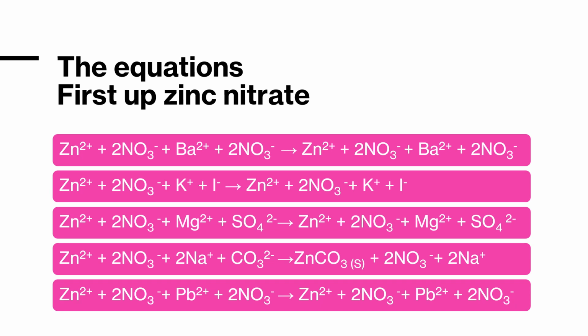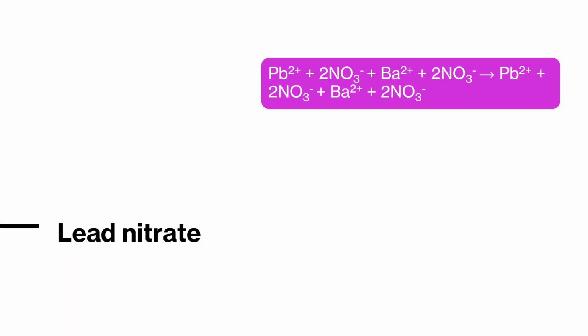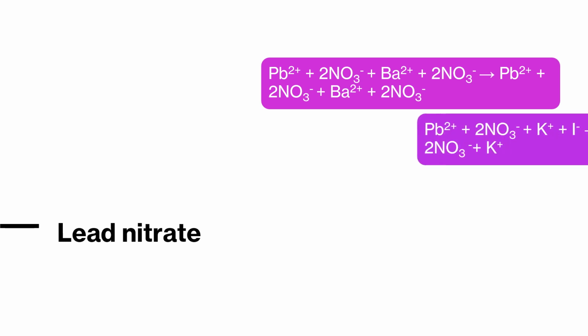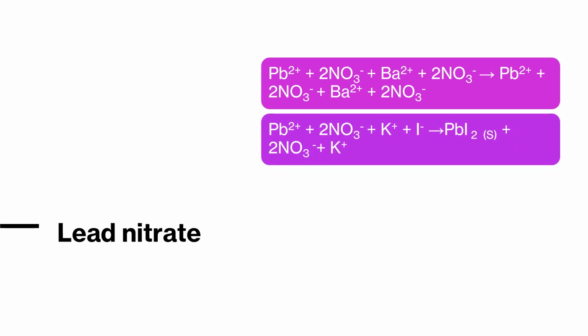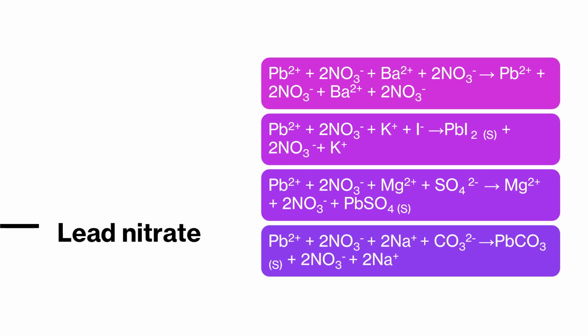In the column of lead nitrate, the first reaction produces no solid, so they are all spectator ions. The second produces lead iodide, which is a solid as it's insoluble in water, so the nitrate and potassium ions are the spectator ions. The third produced a lead sulfate solid, with magnesium nitrate being the spectator ions. And finally, lead carbonate was formed, which is insoluble in water, so the nitrate and sodium ions are the spectator ions.